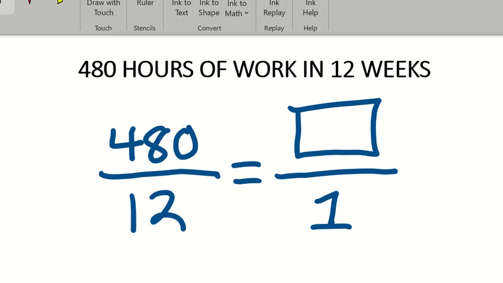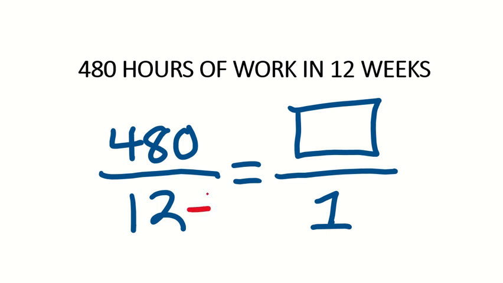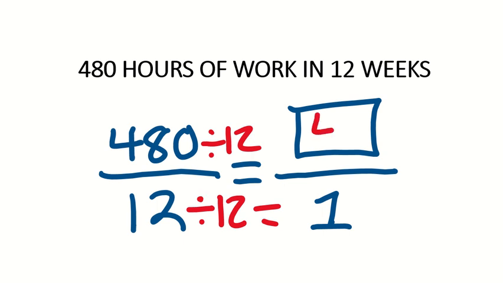Well, what you can do is you can just look at the denominator and say, well, how do I turn that 12 into a 1? You guessed it. You simply have to divide it by itself. And then, of course, what I do to the bottom, I need to go ahead and do to the top. And if I do 480 on my handy-dandy calculator divided by 12, I find that I have a rather regular work week of 40 hours per week. So that is an example of converting a rate to a unit rate.